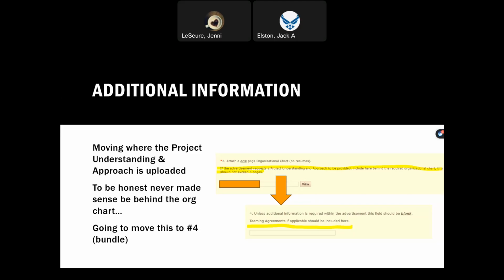And we'll add a statement here saying if the advertisement requests a project understanding. So you'll see that there for 217 if you go after any of the items. So no more bundling it behind the org chart. That attachment 2 field is just strictly for your org chart and nothing else. So that should hopefully alleviate some of the confusion on that part.